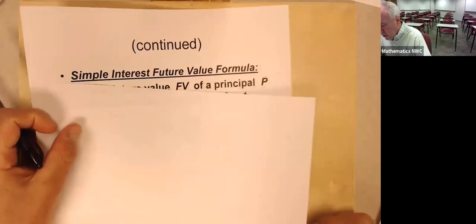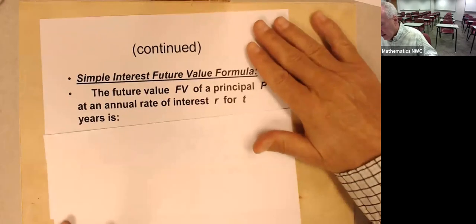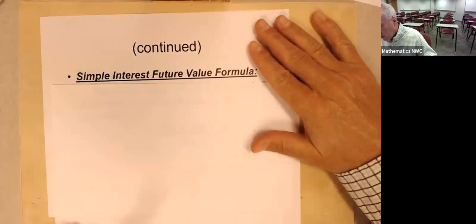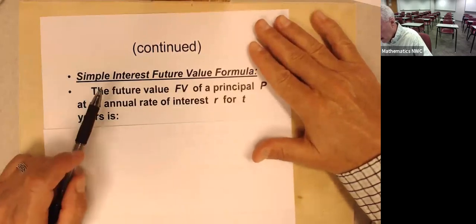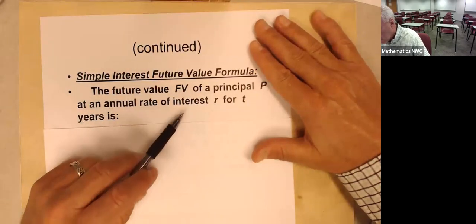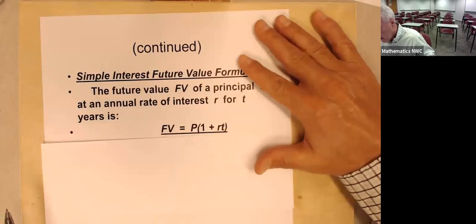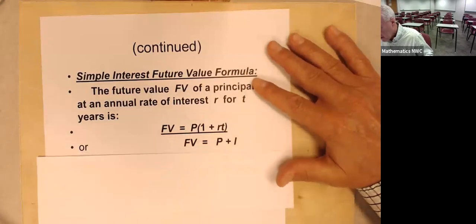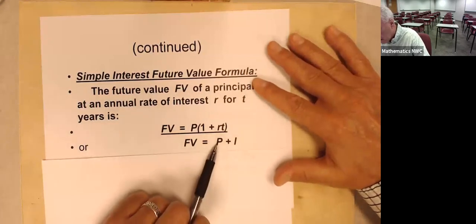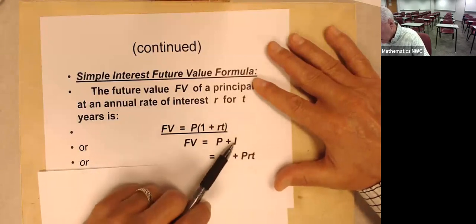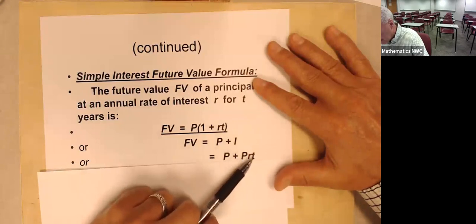What we just got done doing was calculating a simple interest future value formula. The future value of some principal, P, at an annual rate of interest, R, for T years. That's really our formula. Where did it actually come from? Well, just like we did in the previous example, I took the original amount plus the interest. The interest was technically the principal times rate times time. That's how we got that previous $240.